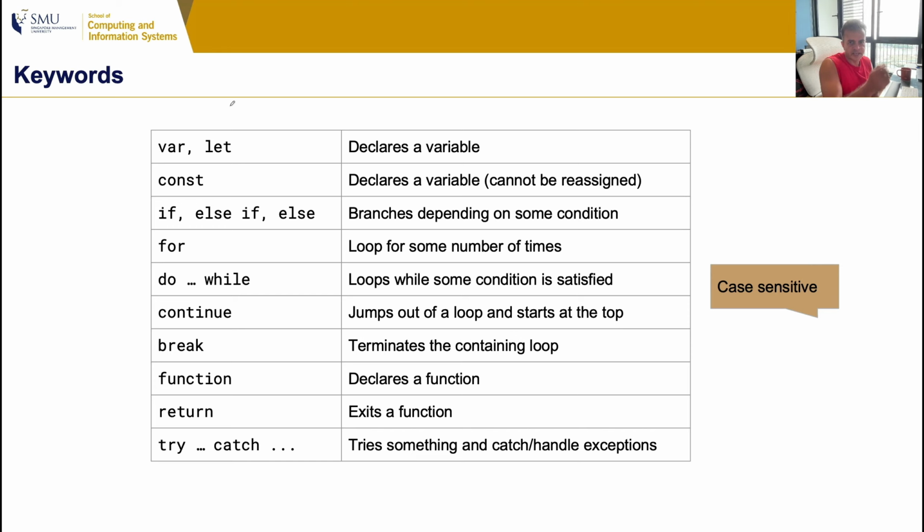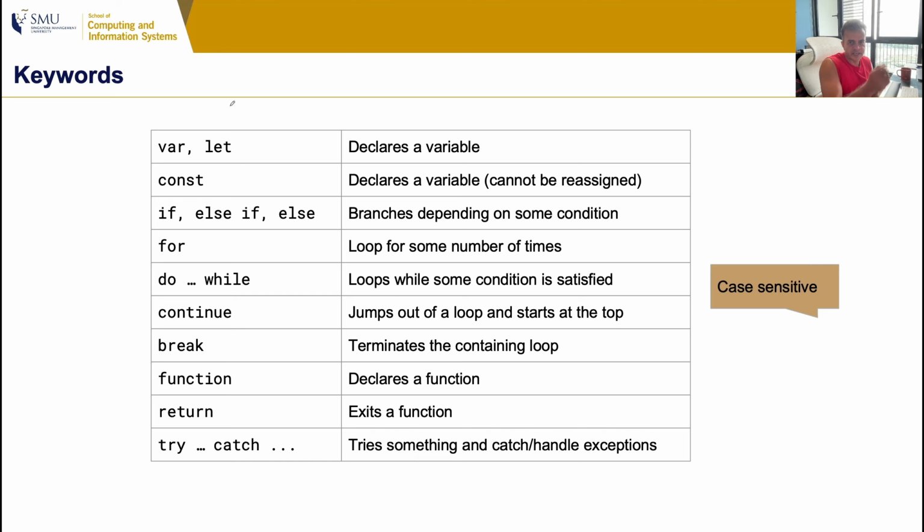Then const is to declare a variable that cannot be reassigned. Typically things like pi or the number of students in a class, etc. will be const. They are semantically constants. But also, if you want to define a variable that you don't want to change, you can use const, which is very common in JavaScript. Then if, else, etc. You know what that means.